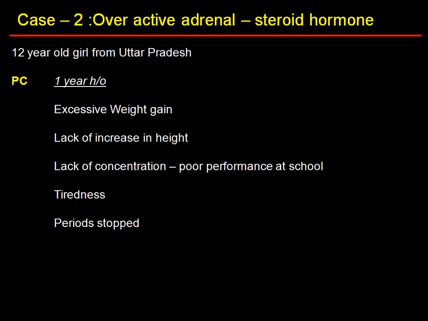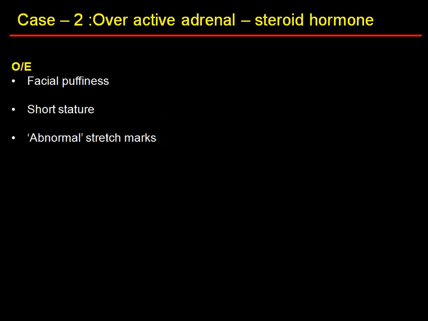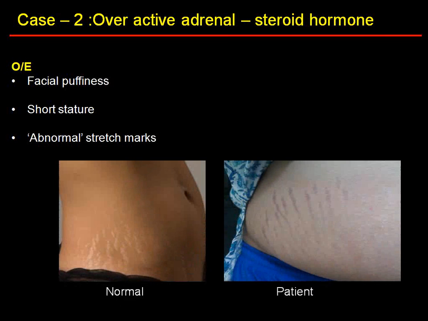This was a 12-year-old girl who came from Uttar Pradesh, presented to us with a 1-year history of excessive weight gain, lack of increase in height, which was expected for her age, especially in the 1 year prior to her presentation, she almost stopped growing height-wise. Lack of concentration. She used to be a very studious student in her school, and the parents started noticing poor performance at school, tiredness, and her periods stopped abruptly. On examination, she had facial puffiness, a rounded face. She was short for her age. She had very abnormal stretch marks, which I've shown here.